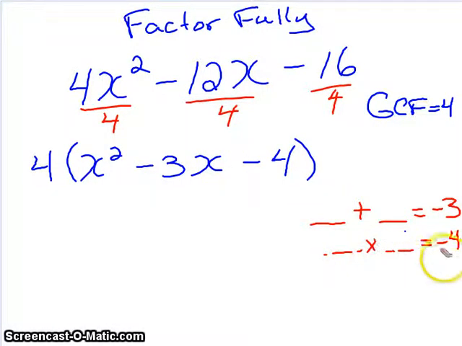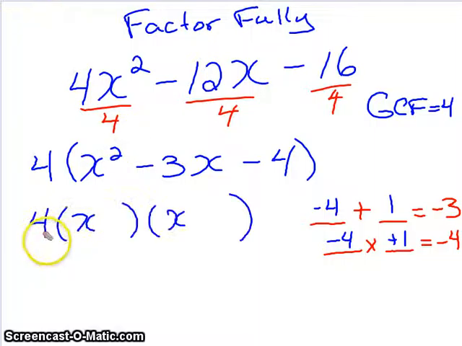So off to the side, I write out the factors of negative 4, or I can start plugging them in, doing a little bit of trial and error, and I find that negative 4 times positive 1 gives me negative 4, and when I add them, that gives me negative 3.